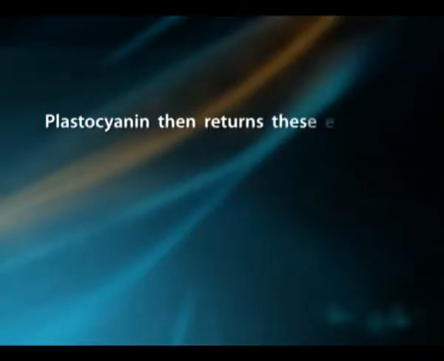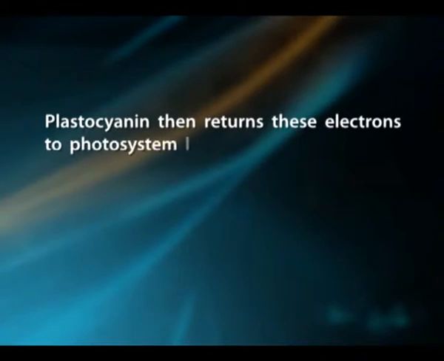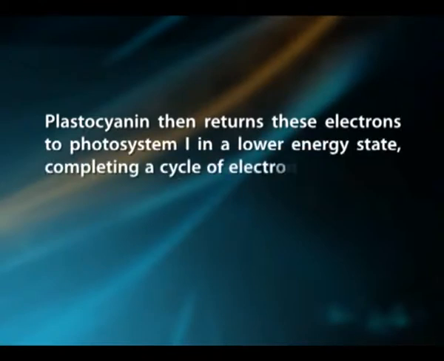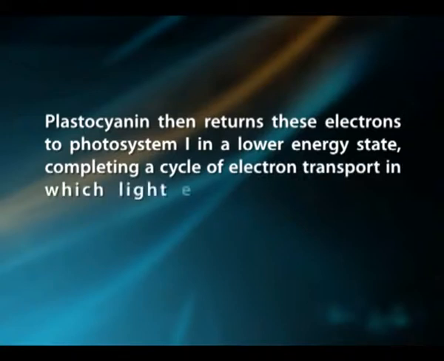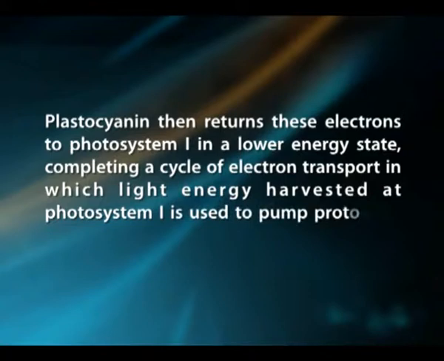Plastocyanin then returns these electrons to photosystem 1 in a lower energy state, completing a cycle of electron transport in which light energy harvested at photosystem 1 is used to pump protons at the cytochrome Bf complex. Electron transfer from photosystem 1 can thus generate either ATP or NADPH depending on the metabolic needs of the cell.